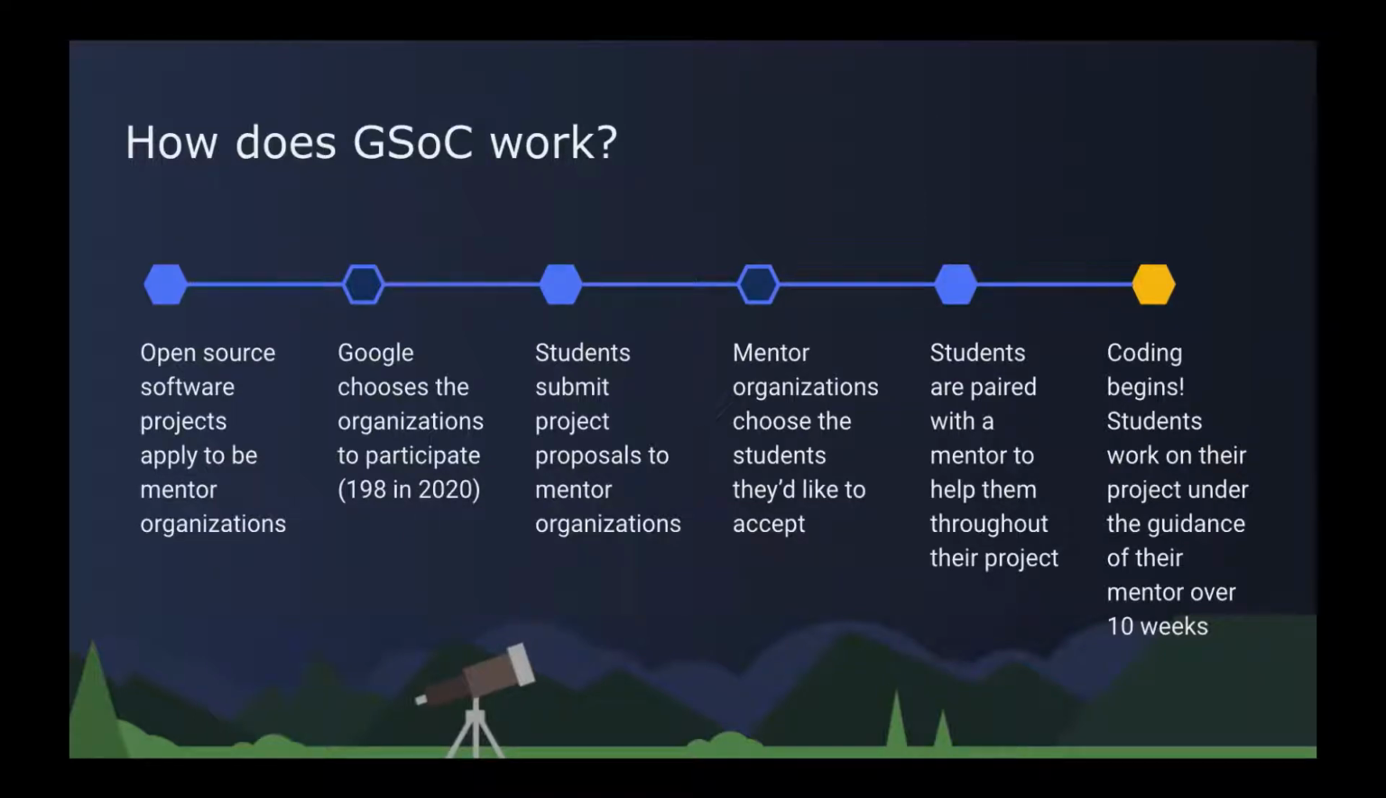What happens next is students can submit their proposals to the organizations, and then organizations select the students based on their proposals. Then students are getting paired with a mentor of that organization. After that, coding begins, and that's roughly how the process works.